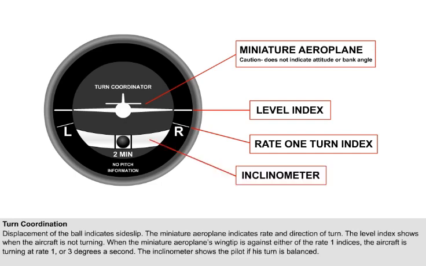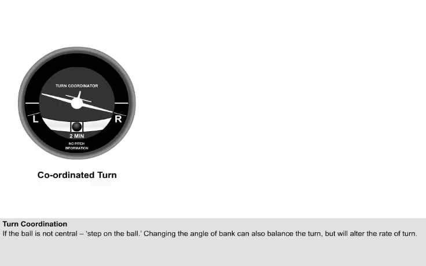The inclinometer, as already mentioned, shows the pilot if his turn is balanced. Coordinated or balanced flight is maintained by keeping the ball centered between the reference lines with the rudder. If the ball is out to one side, rudder pressure should be applied in that direction. Stepping on the ball is a useful way to remember which way to push on the rudder pedals. Side-slipping towards the center of the turn moves the ball to the inside of the turn, and vice versa. Changing the angle of bank can also restore balanced flight, but will alter the rate of turn.